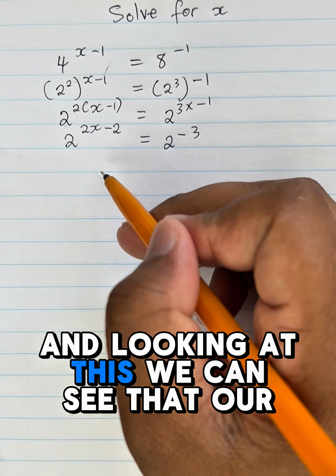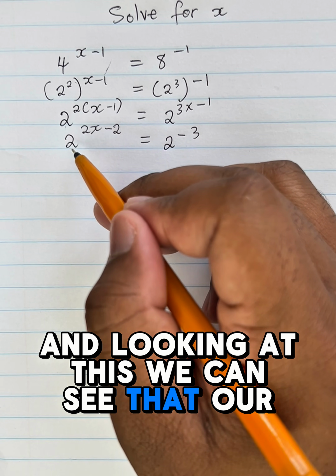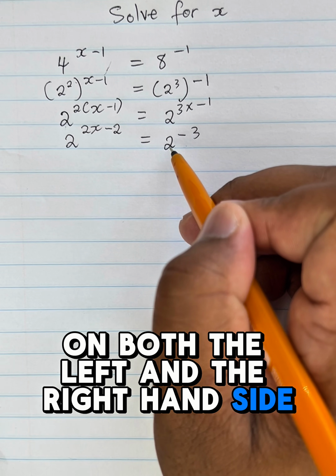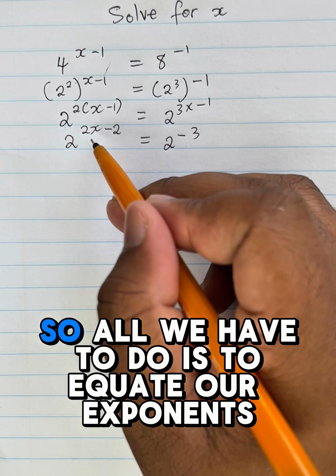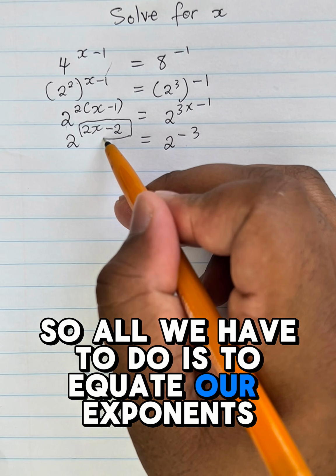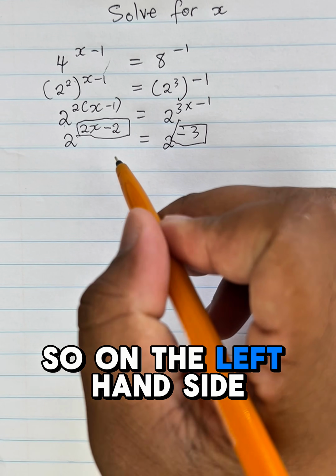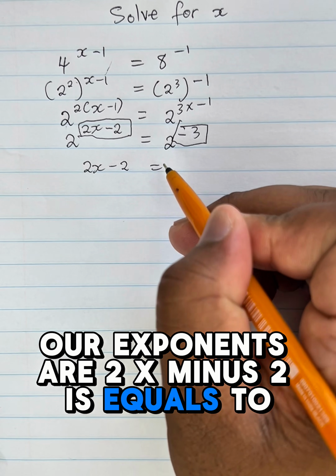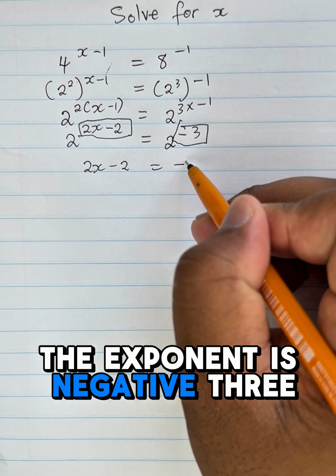And then looking at this, we can see that our bases are the same on both the left and the right hand side. So we have base 2, we have base 2. So all we have to do is to equate our exponents. So on the left hand side, our exponents are 2x minus 2, is equal to, so on the right hand side, the exponent is negative 3.